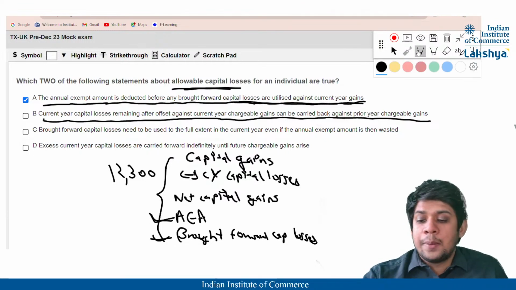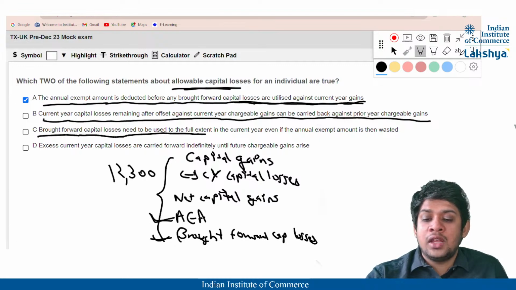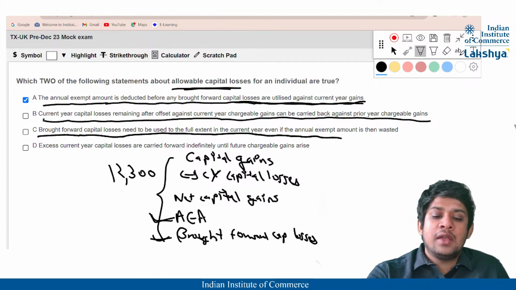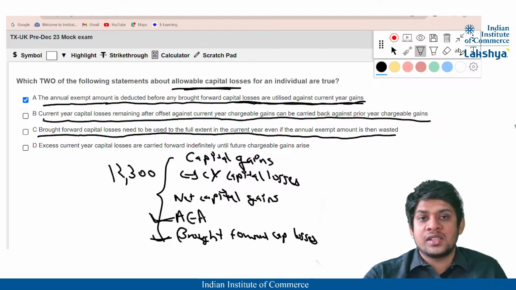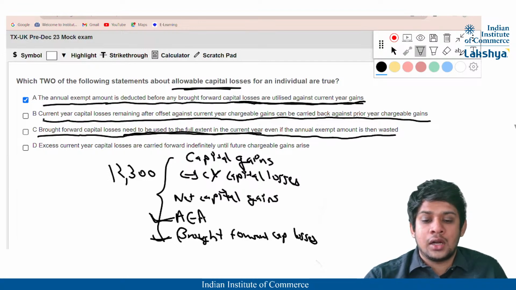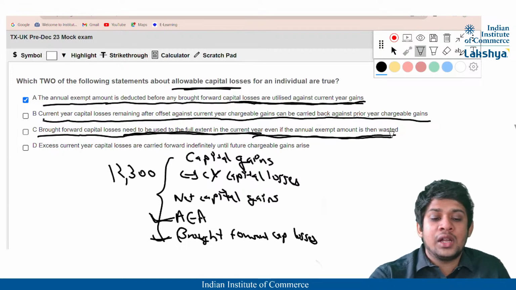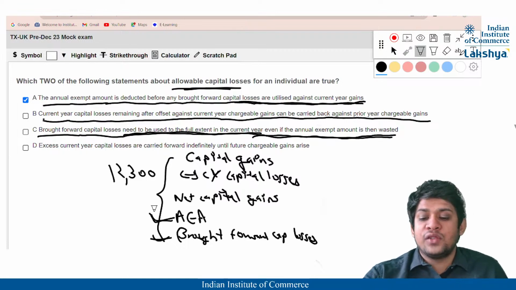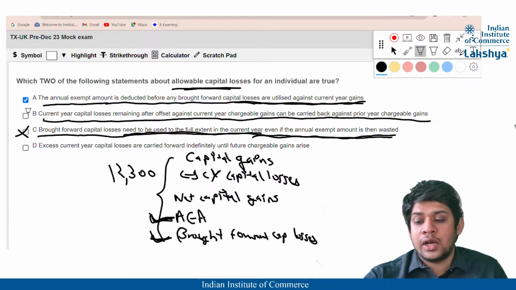Then the next part is: brought forward capital losses need to be used to full extent in the current year, even if the annual exempt amount is then wasted. So technically, if there are any brought forward capital losses, they need to be used to the full extent in the current year, even if the annual exempt amount is wasted. That is not true, because first my annual exempt amount is taken, then my brought forward losses are deducted, right? So the annual exempt amount is never wasted by adjusting the brought forward capital losses, because anyway I'm first deducting the annual exempt amount. So this is also not true, right?